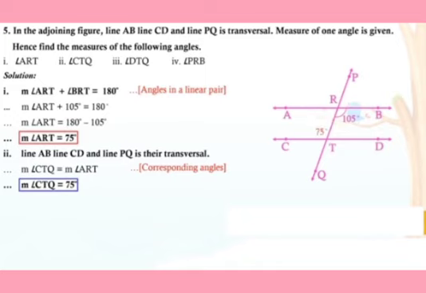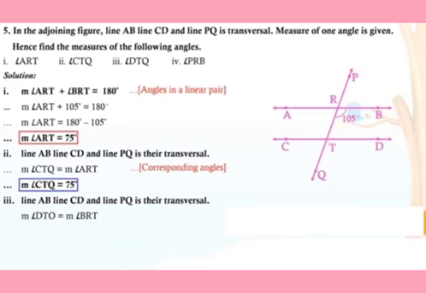Now let's solve sub question 3. Sub question 3 is angle DTQ. So again we will put here line AB parallel to line CD and line PQ is their transversal, same as the previous one. Now here we are calculating the value of angle DTQ. So the measure of angle DTQ is equal to the measure of angle BRT. See my dear students, it is DTQ, not DTO. It is a printing error. So the measure of angle DTQ is equal to the measure of angle BRT, 105 degrees.